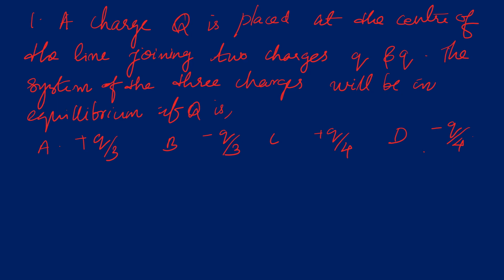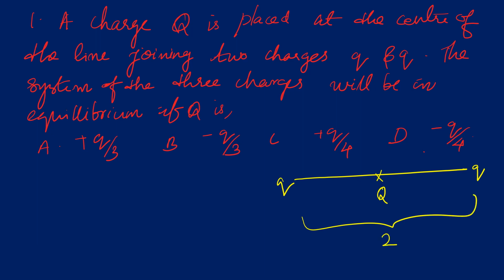A charge Q is placed at the center of the line joining two charges Q and Q. The system of three charges will be in equilibrium if Q is. The question, it is given that two charges are there. They are some distance apart and capital Q at the center. Let 2L be the distance between them.